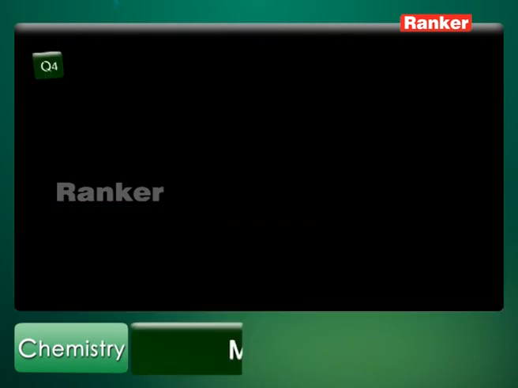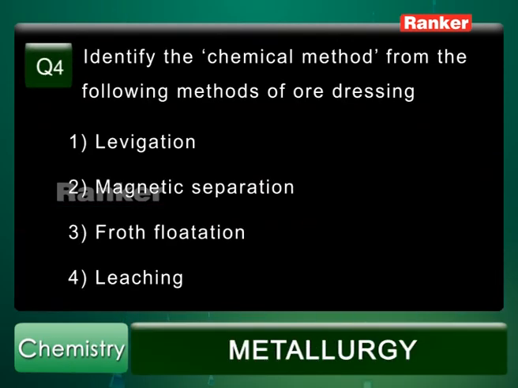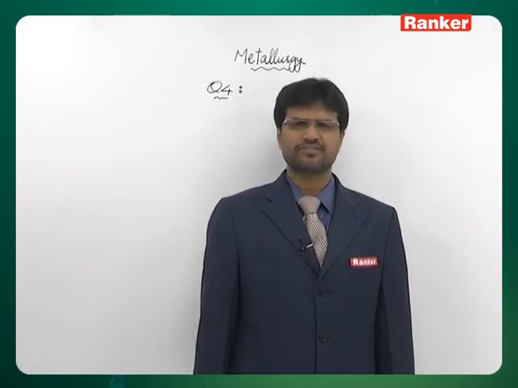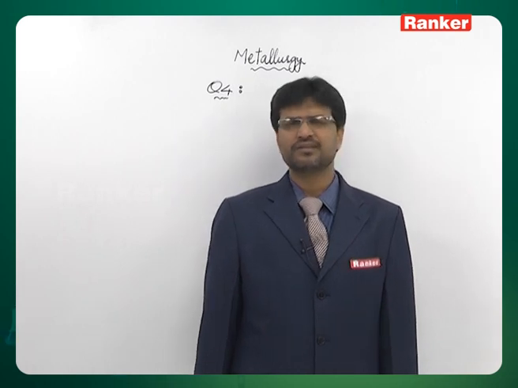Question number 4. Identify the chemical method from the following methods of ore dressing. Number 1, levitation. Number 2, magnetic separation. Number 3, froth flotation. Number 4 is leaching. So among these 4 methods, first 3 methods are physical methods of separation and the fourth one, leaching, is the chemical method.